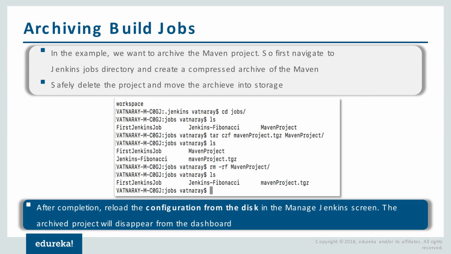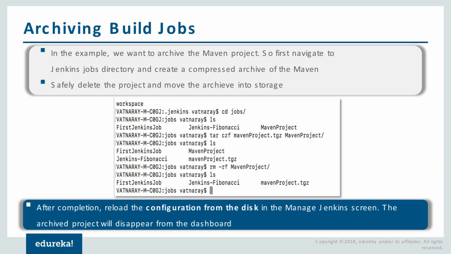So if you see here, there is an example given. You have this inside the jobs directory. You have 3 different jobs by the name first Jenkins, Jenkins Fibonacci, and Maven project. So you take the Maven project, you create a tar file out of it, and then you move the tar file out of the main directory and you just remove the folder.